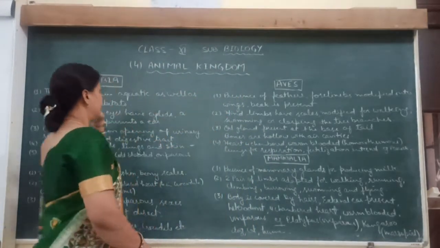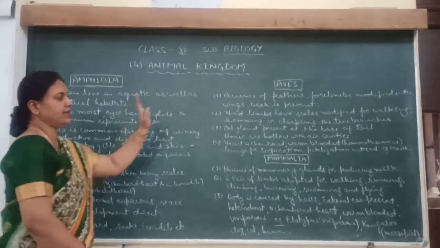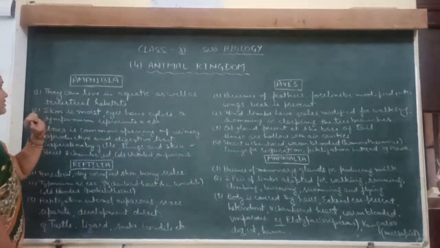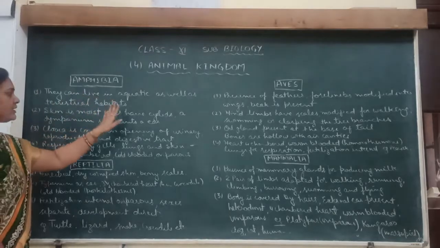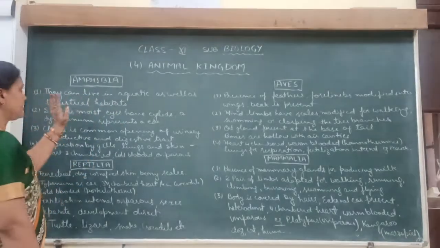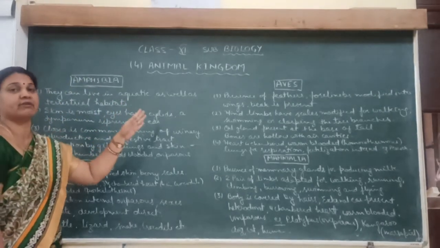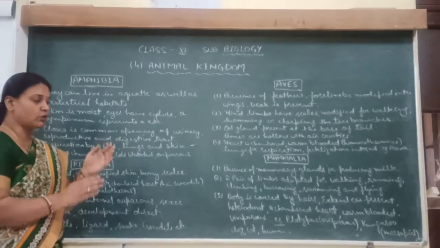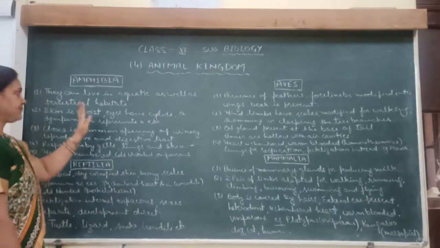Today we will learn about the characteristic features of amphibia, reptilia, aves and mammalia. So first, amphibia. Amphibia can live in aquatic as well as terrestrial habitat, so they are known as amphibians. They can survive on water and land both. But water is essential for the reproductive process.